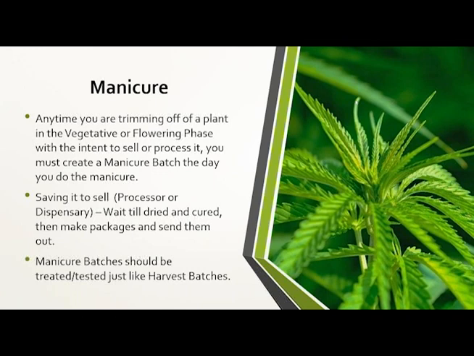But if you are taking usable product off of a plant and you're not cutting the plant down, that's a manicure harvest. You have to be able to record that, and it works exactly like a regular harvest. It's just a matter of the plant doesn't get marked as destroyed throughout the harvest process. Again, they're just like harvest batches as far as how they're tested and packaged.